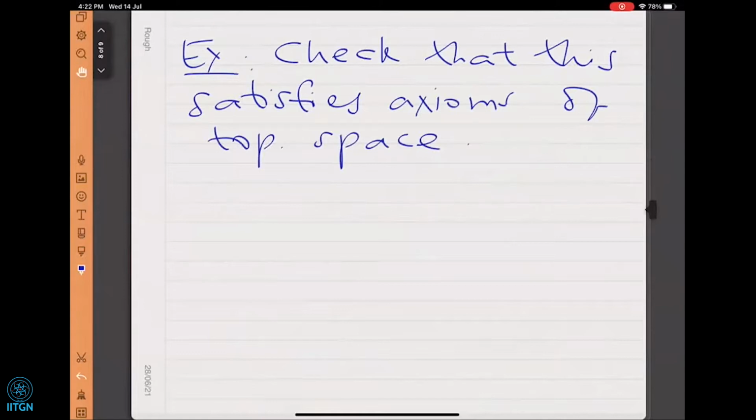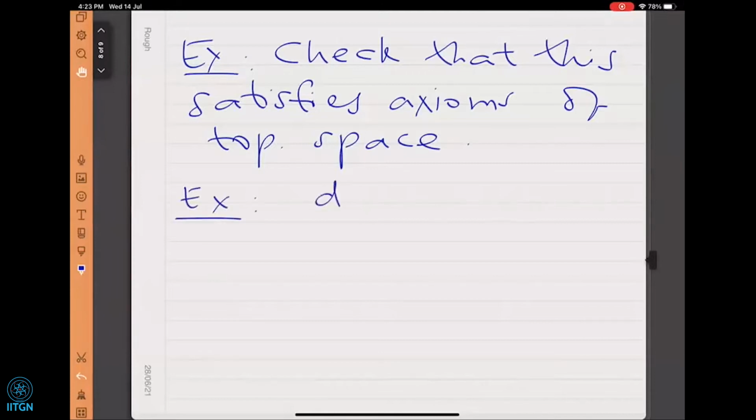Therefore, first of all, the empty set and the full set should be in the collection of subsets. Secondly, the union of any number of open sets should be open. And thirdly, the intersection of finitely many open sets should also be open. So that's something to check. Good.